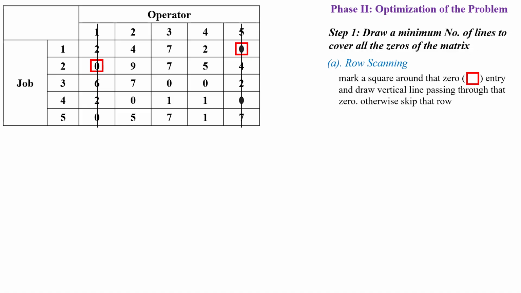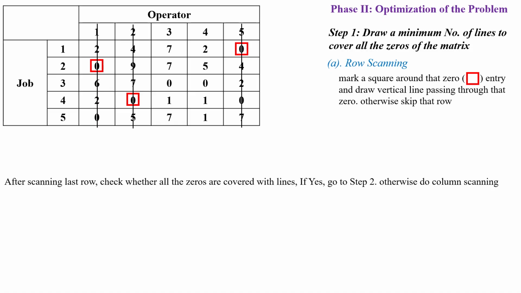In the third row, there are two zeros. Then we are not applying the row scanning for the third row. We have to skip the third row. Next, in the fourth row, there is only one 0. We mark a square around that 0 and draw a vertical line. In the fifth row, there are no zeros. We have to skip the row scanning for the fifth row. So now we have completed the row scanning for all the rows.